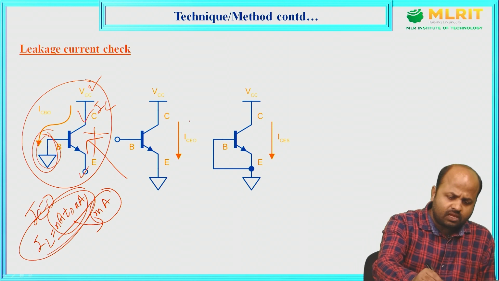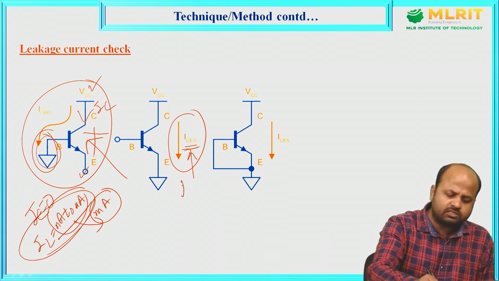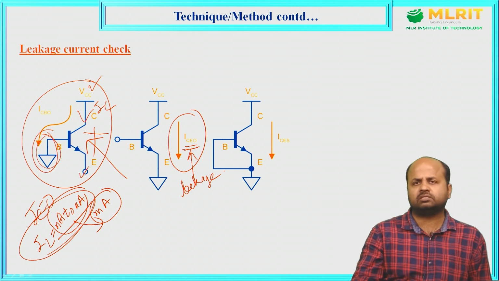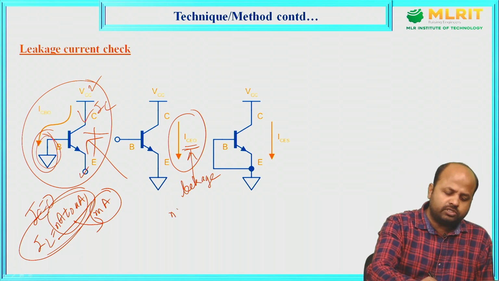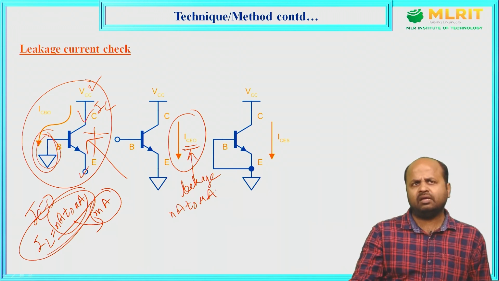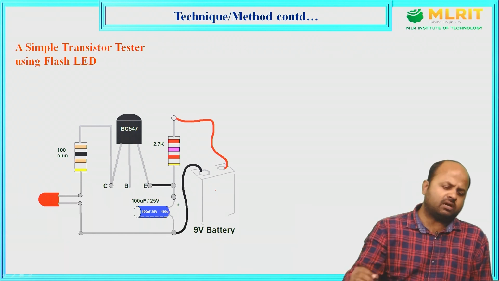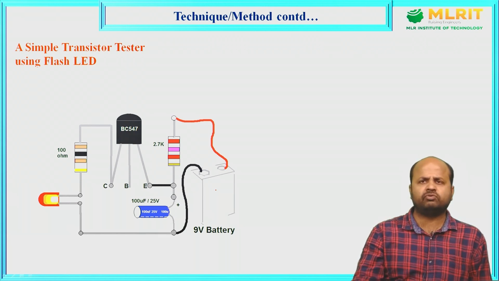So leakage current is denoted by ICEO. This term is nothing but the leakage current of a transistor, and its normal value usually lies in the range of nanoampere to microampere. So in this way, by analyzing the leakage current check, we can say whether the transistor is okay or not. Here we can see that we can make a simple transistor tester using a flash LED.